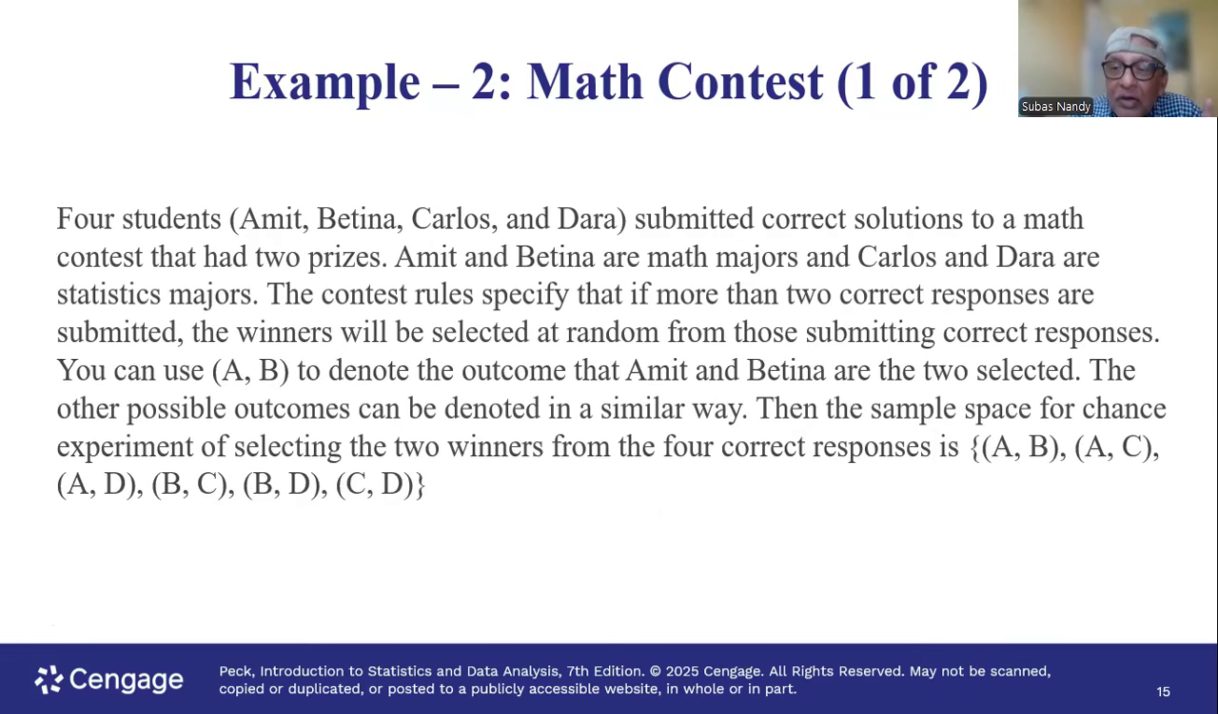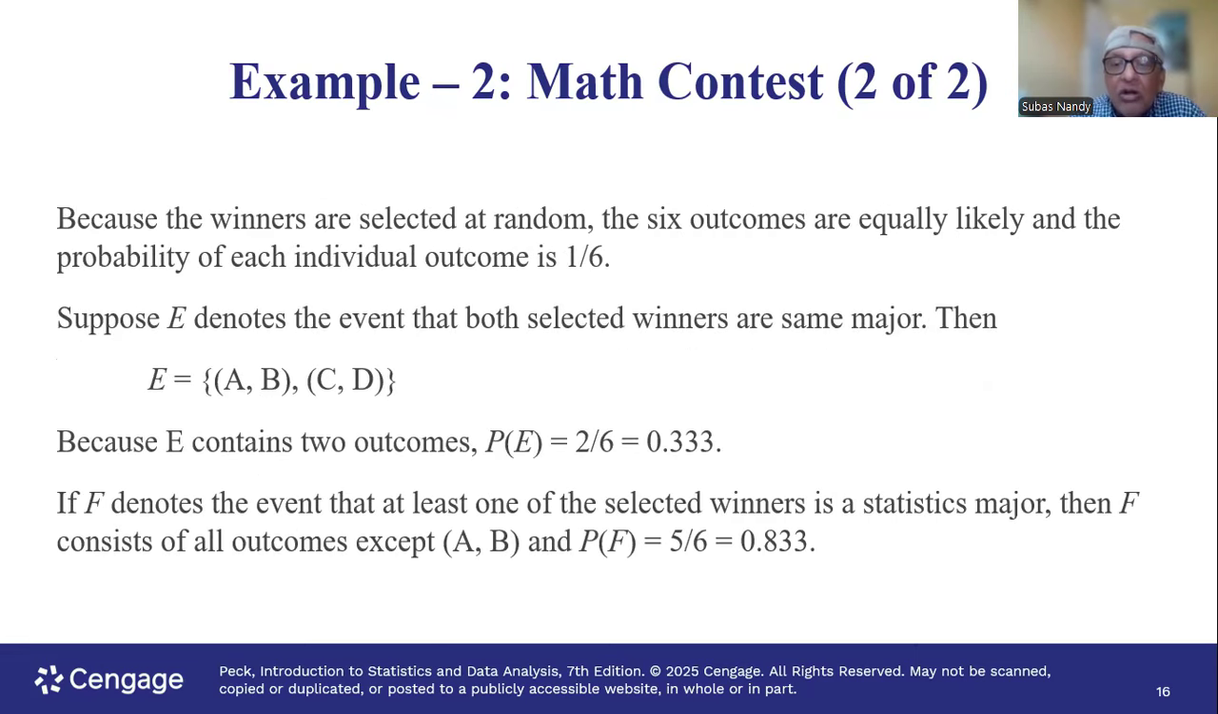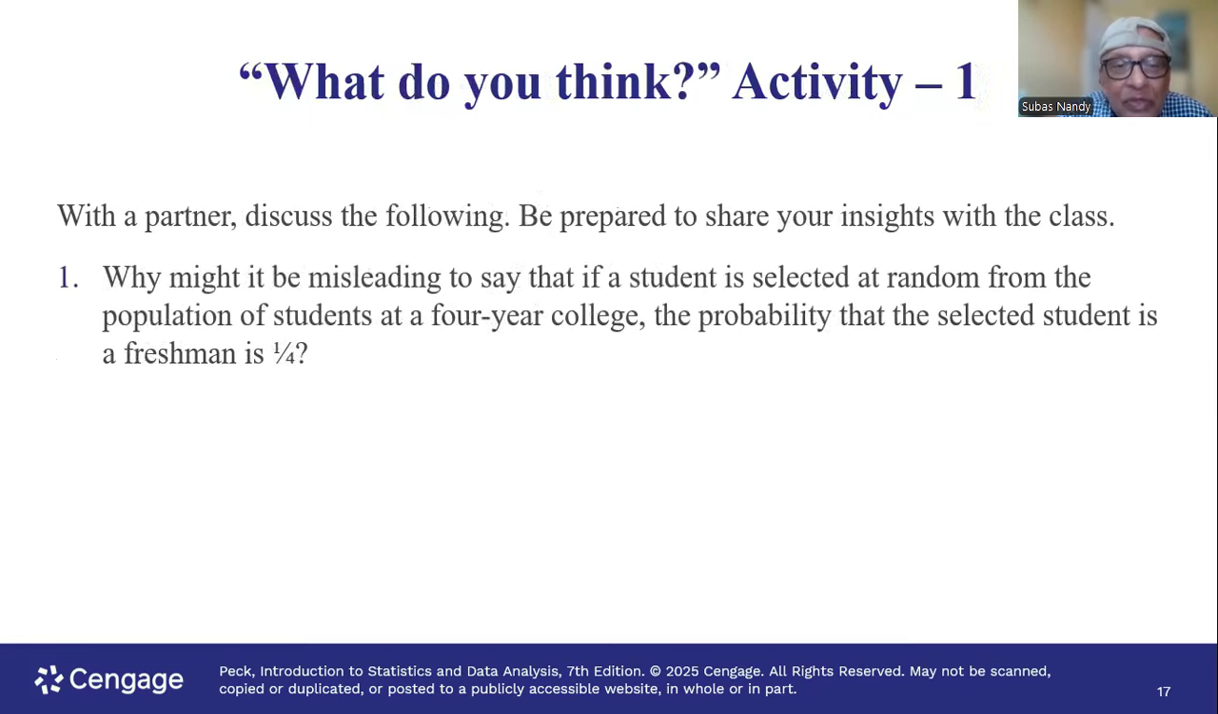So there are five combinations, AC, AD, BC, BD, and CD, in which there is at least one stat major. Who are the stat majors? C and D. So in all five of these, there is a stat major. So the probability of that selection is 5 out of 6, or 0.833, 83.3%.